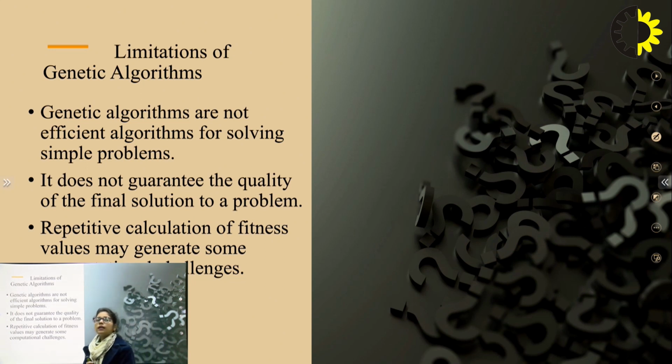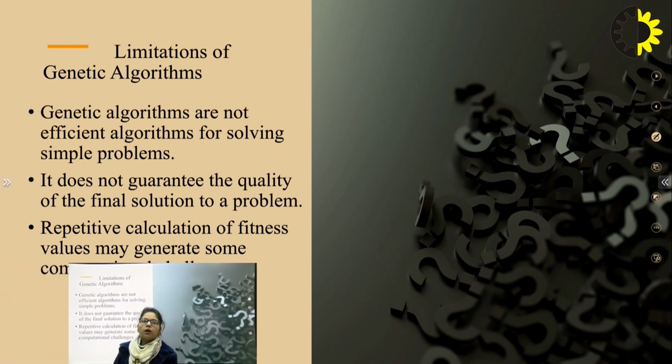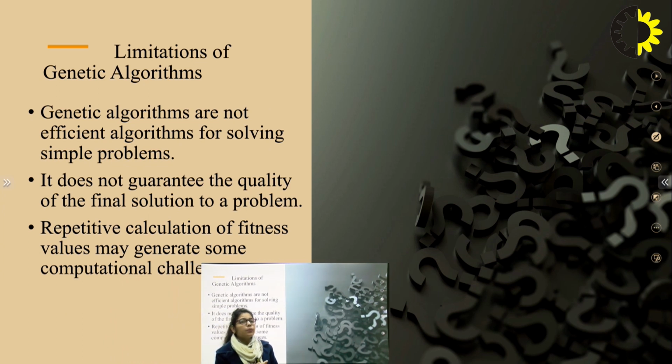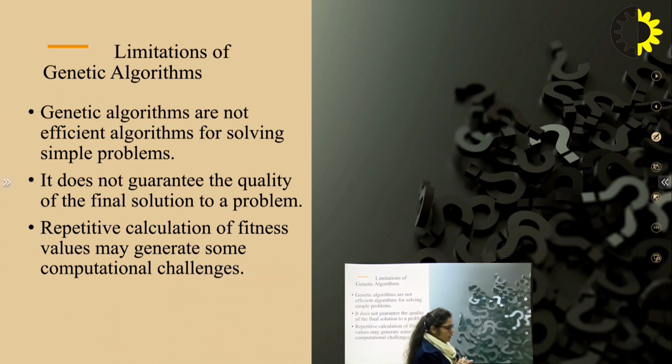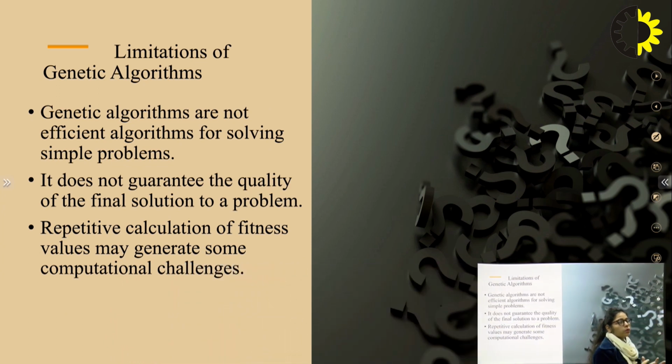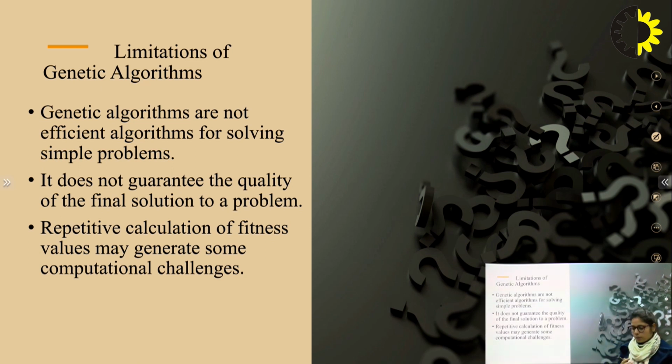Limitations of genetic algorithms. Genetic algorithms are not efficient for solving simple problems. Basically, genetic algorithms are for complex problems that are very time consuming. If we apply a genetic algorithm on simple or easy problems, it will waste our time, our money, everything. Because of that, genetic algorithms are only applied to complex problems.